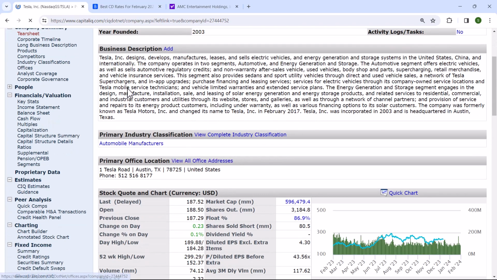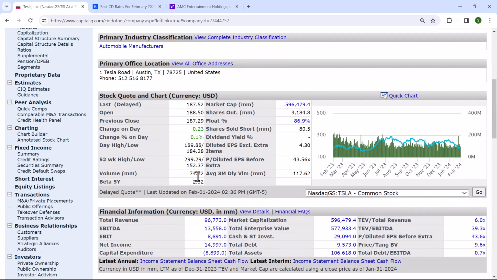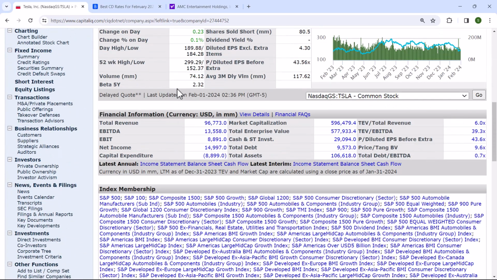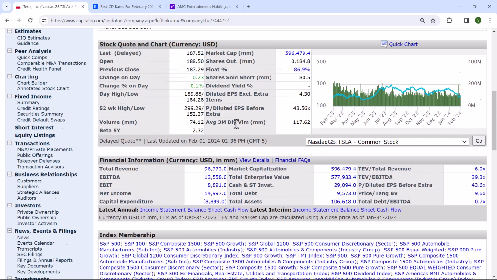And we can see here, and I'm just pulling up Tesla's tear sheet, it's got a beta of 2.32, which means that it's more than twice as risky as the average stock. So the average stock beta is 1. And so this would mean that it has a very high beta compared to the average company.